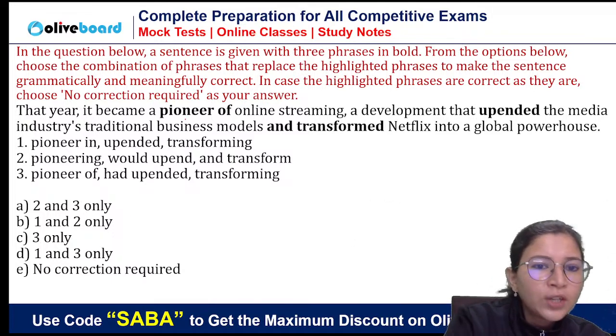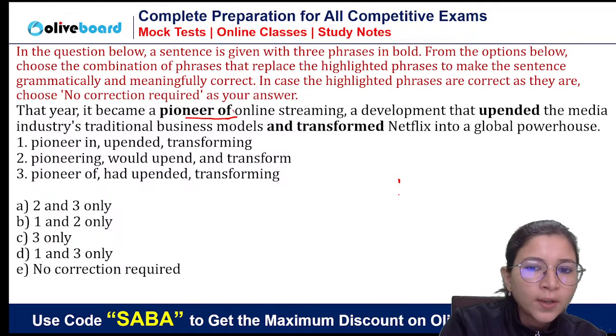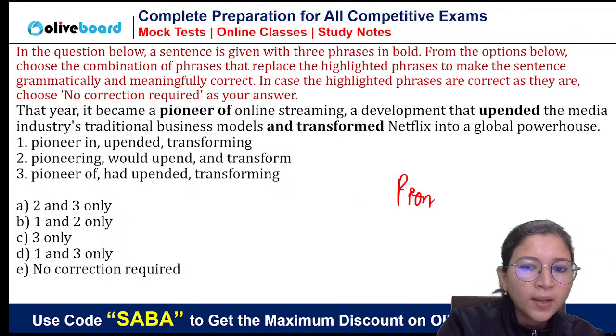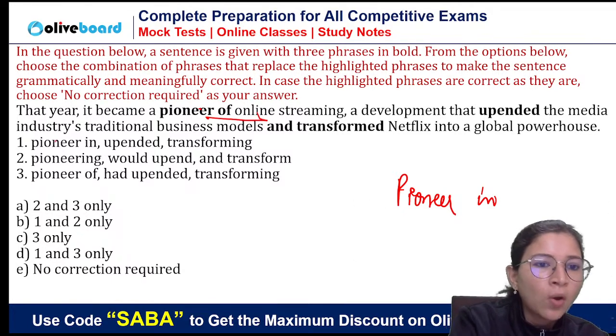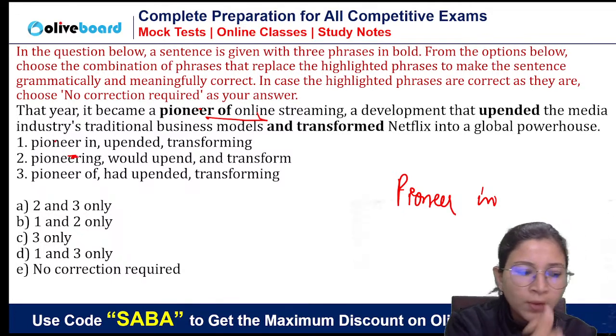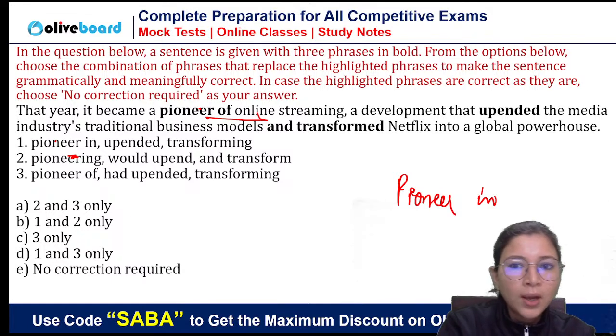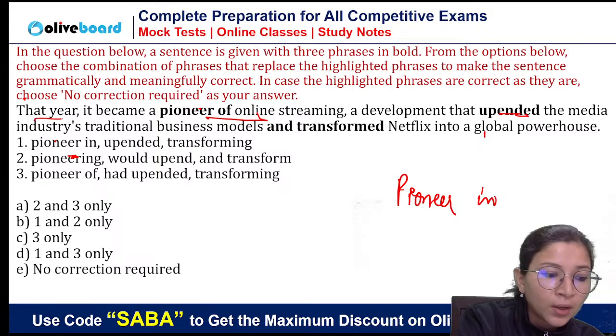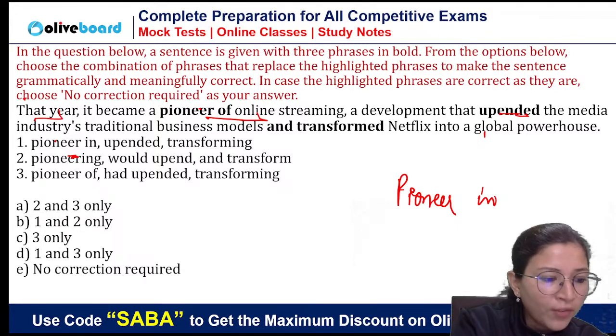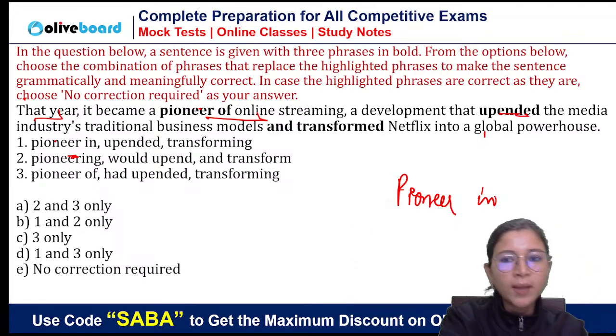Now see here. First of all, tell me, can we say "pioneer of" or can "pioneer in" also be said? Only "pioneer of" or can "pioneer in" also make sense? That year it became a pioneer of online streaming, a pioneer in online streaming. Both are correct or only one is correct? Tell me quickly. A development that upended is absolutely correct, and "that year" refers to past time. So both are correct, pioneer of and pioneer in. Okay, both can be used.